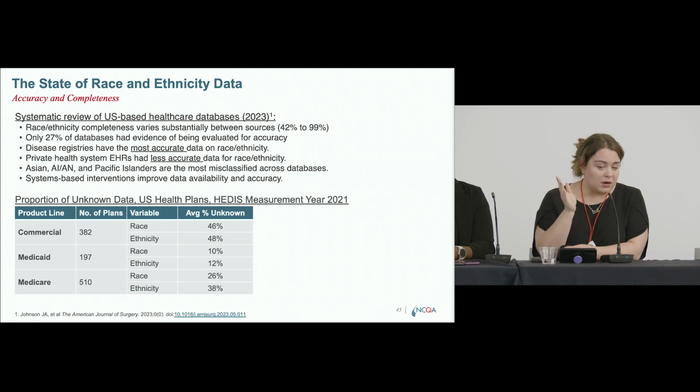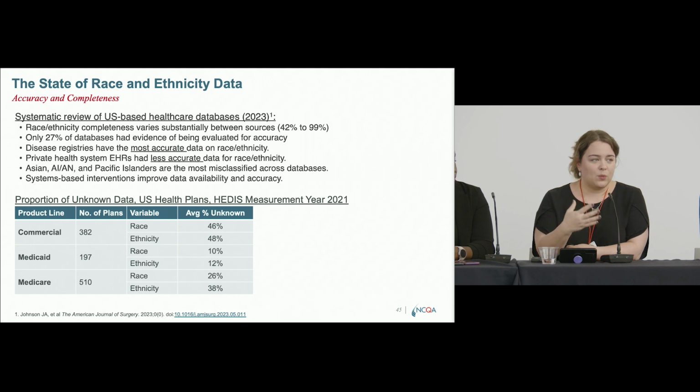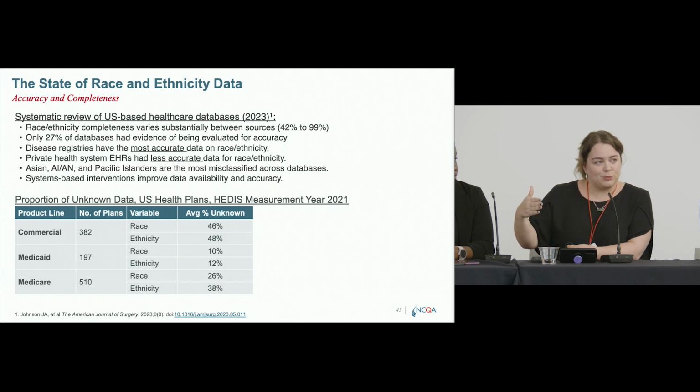Disease registries had, in general, the most accurate data, while the private health system EHRs had the least accurate data. There were issues with differential misclassification. It wasn't that every population was as likely to be misclassified. The Asian American, American Indian, Alaska Native, and Pacific Islander communities were the most likely to be misclassified. But there was also very clear evidence that system-based interventions to improve availability and accuracy worked. So when they talked to the healthcare systems that were behind in generating the data in the EHRs and asked whether they had made any efforts to improve the quality of their data, they were able to get those examples, track the longitudinal improvement, and saw improvement. So it can feel hopeless in some ways that the data are so challenging, but it can be improved. And I think that's a very important lesson from this study.